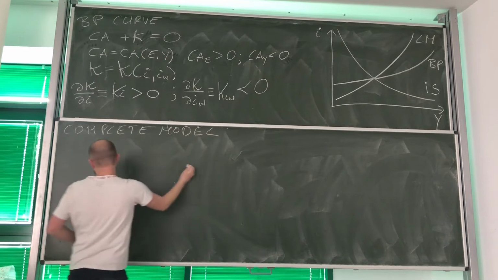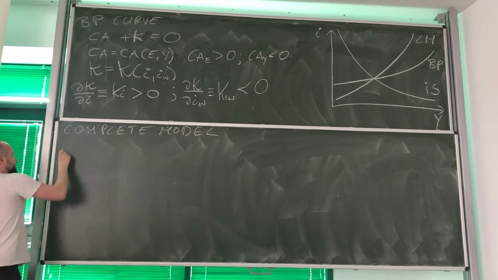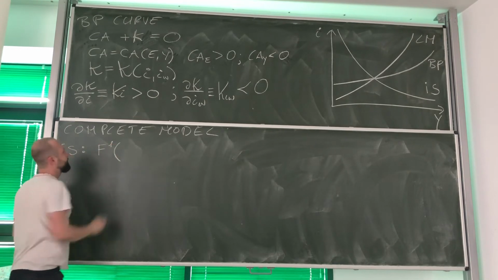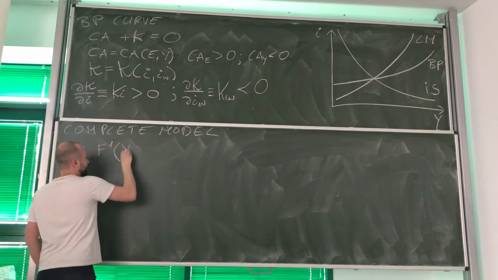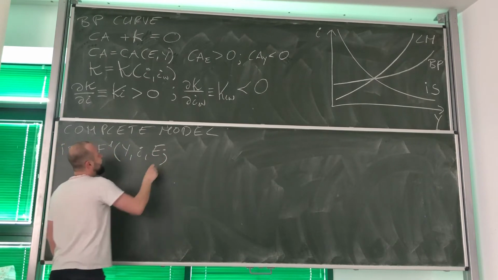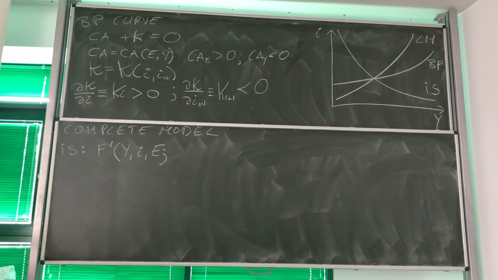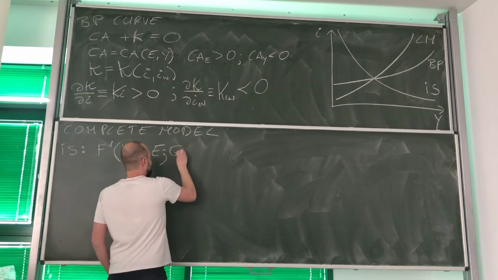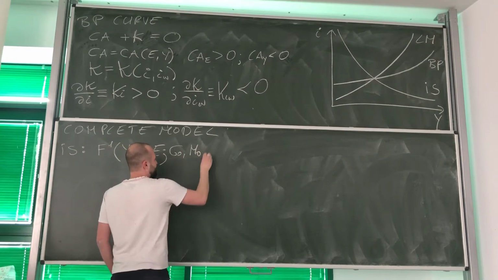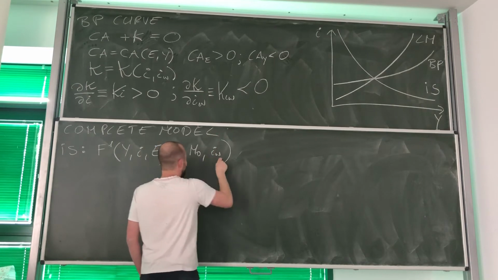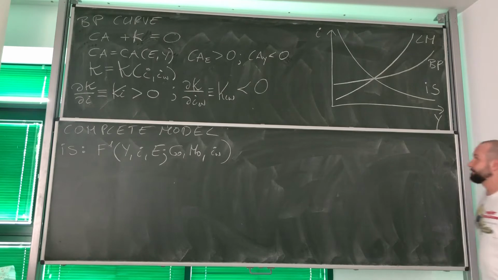Okay, so we're going to have three curves. First is going to be the IS curve, which is a function of three endogenous variables: income, interest rate, and exchange rate. And in our case, this is also a function of three exogenous variables: government spending, money supply, and world interest rate. Now, how should we write it?